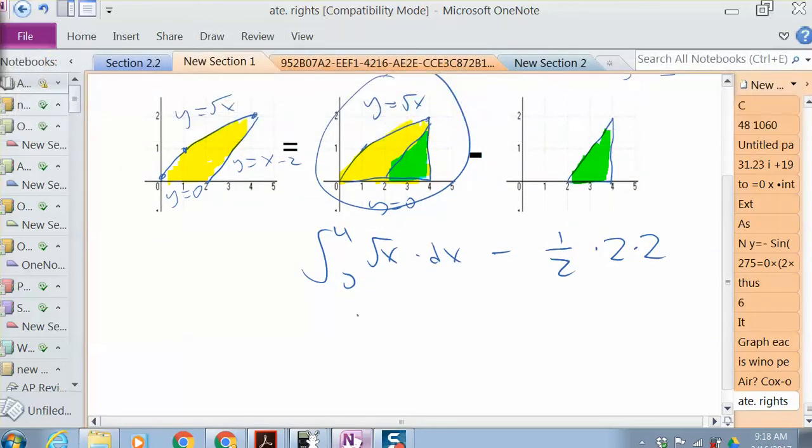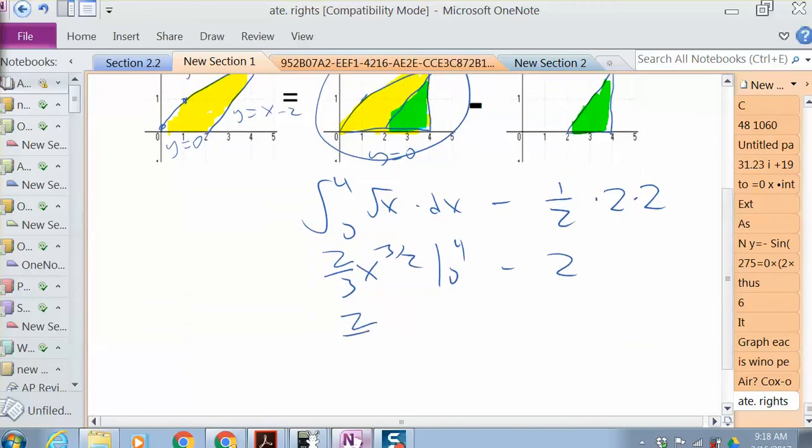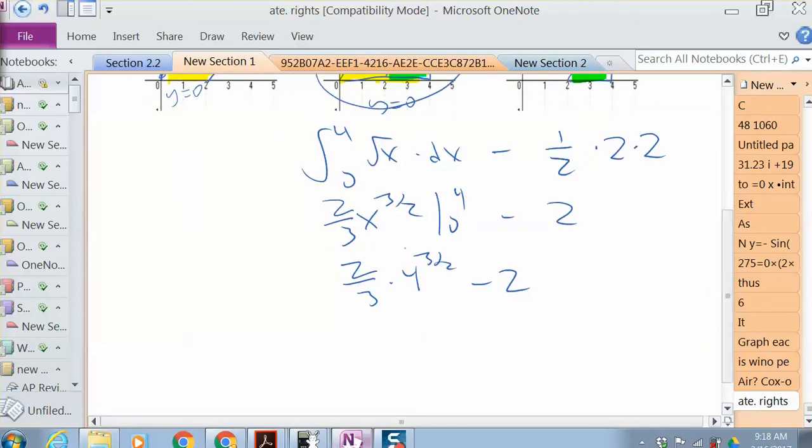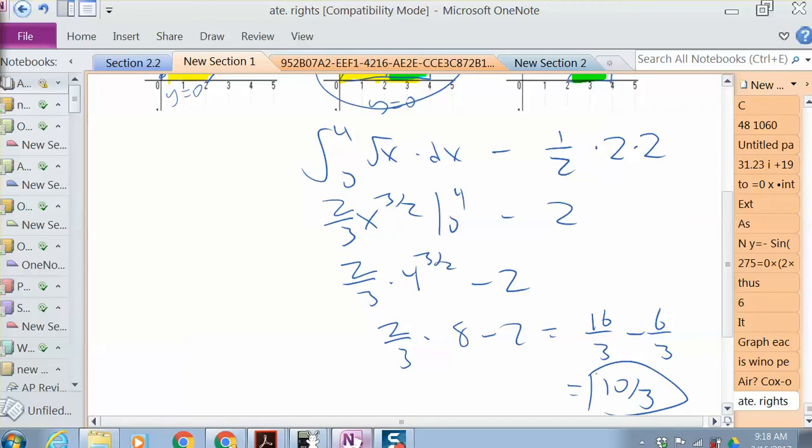So, of course, we already know it's x to the 3/2 times 2/3 from 0 to 4. And of course, area of the right triangle is just going to be 2. If you plug in 4, you're doing 2/3 times 4 to the 3/2 minus 2. That's 2/3 times 8 minus 2, 16/3 minus 6/3. You still get 10/3. So it still works itself out. But again, it doesn't always work this way. But for this particular case, it does.